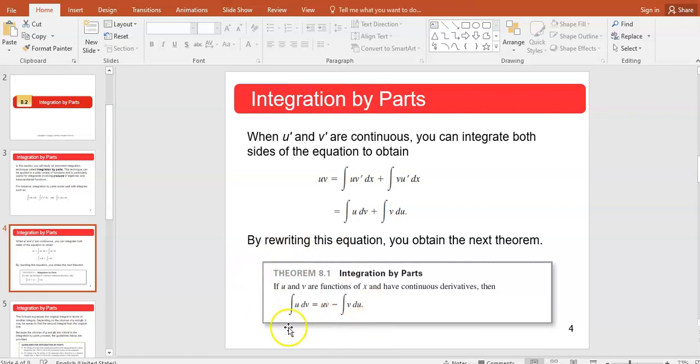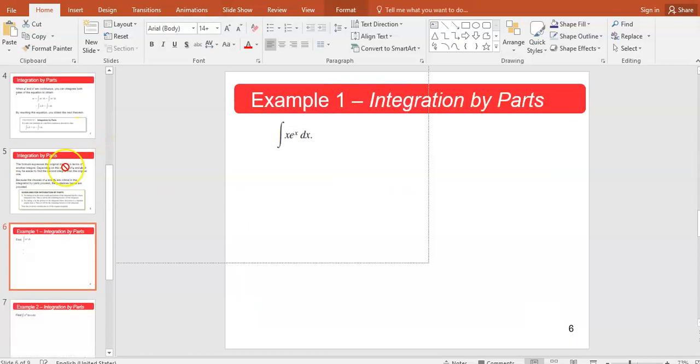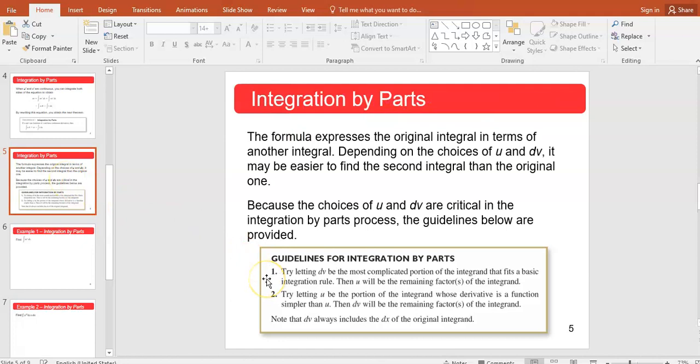What is it? Here, this is the by parts. We're going to let u be the easiest part of it and dv be the more complicated part of it. And then we're going to be taking derivative and integrating, and then we're going to do uv minus the integral of v du. Okay, it'll make a lot more sense when we do the example. So again, let dv be the most complicated portion and let u be, I guess, the easiest to take derivative.